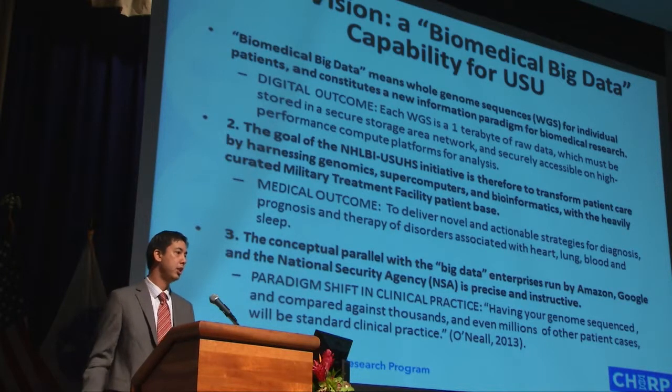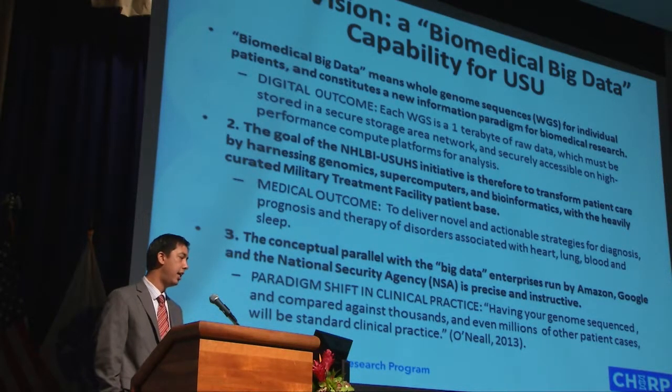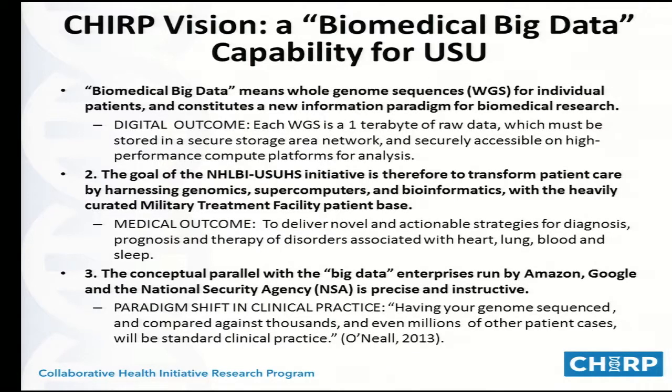So about 2 years ago, a new vision at USU arose between a collaboration from NHLBI and USU, and really became a program called CHIRP, which has the word collaborative in its name. It's the Collaborative Health Initiative Research Program, but basically it set the stage and foundation to enable large-scale or population-scale biomedical big data studies within USU and Walter Reed, with collaborators from NIH across the street. And the particular challenge at the time is that USU really didn't have a computational biology program.